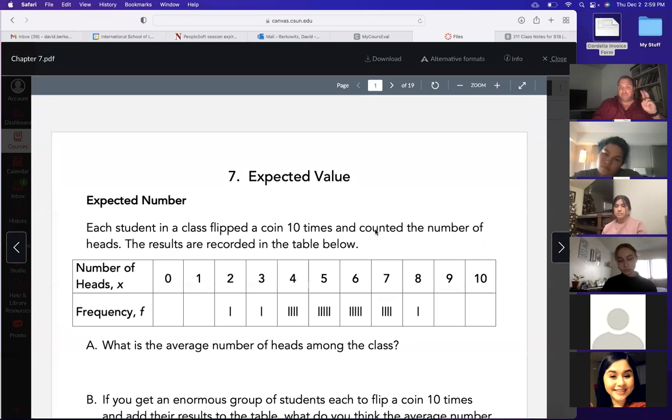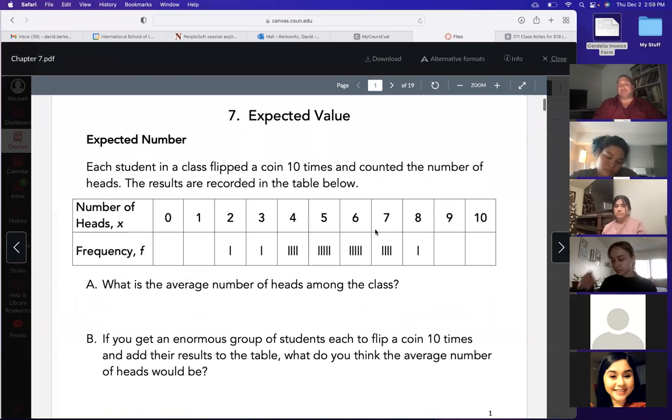This was basically the first test. We talked about expected value. Expected value depends on the situation, of course, but it is what you expect to get in the long run if you perform the experiment over and over and over.